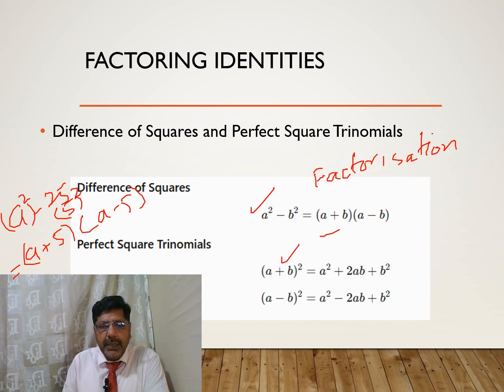For the perfect square trinomial, for the plus case, it is plus 2ab. For the negative case, it will be minus 2ab. So these formulas are helpful, keep them in mind, and you can apply them in your mathematical solutions.